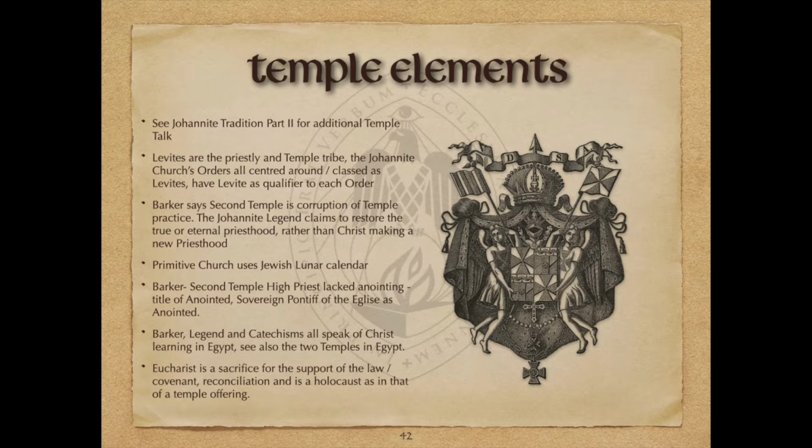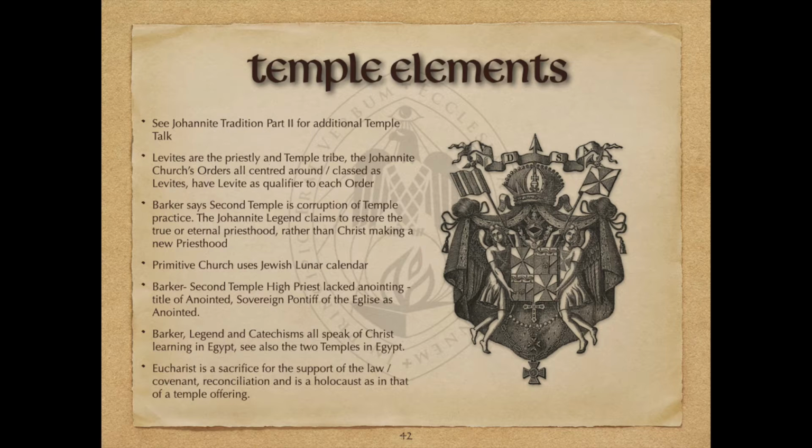So once again, in terms of temple elements, you've got temple elements, in my opinion, that are found throughout the catechisms, the Mass, and the general structure and approach of the primitive church, namely the focus on the Levites. The Levites, of course, in religious history, are the priestly and temple tribe, and the Johannite church, that is to say the primitive church, centers all their orders and their initiatory ranks around the idea of being Levites. That is, Levite is a qualifier to every order and degree. They're not just a deacon, a priest, or a bishop. They're a Levite deacon, a Levite priest, and a Levite bishop.